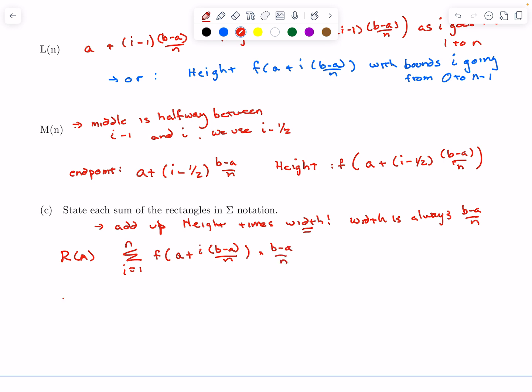Okay, and then the left. I guess I should put parentheses around the b minus a over n's. You don't need it in the notation, but you do need it if you're typing it into your calculator. b minus a over n is a number anyways, so you should be simplifying it down to a single number.